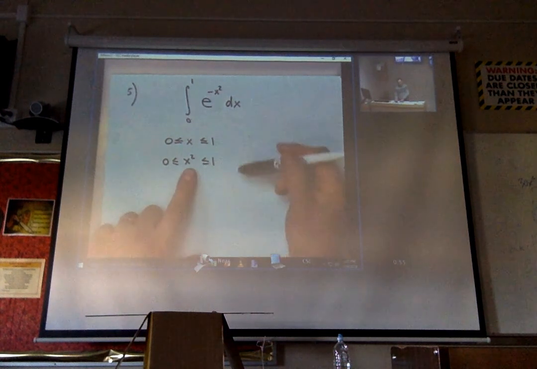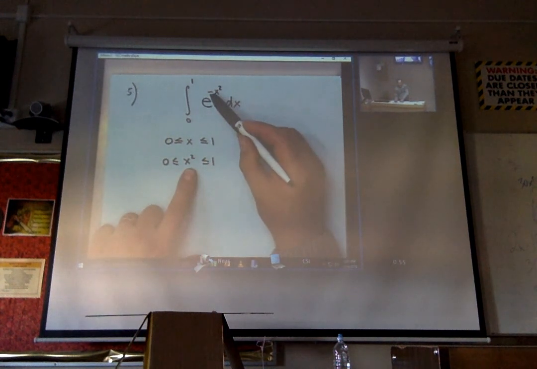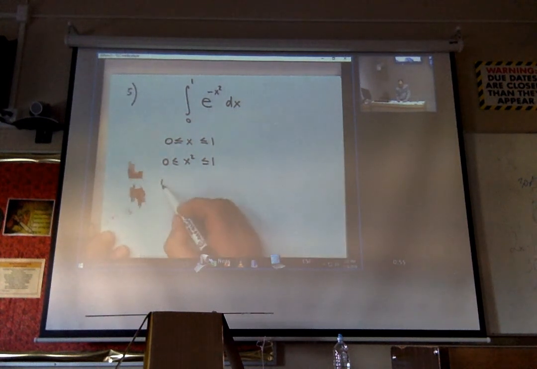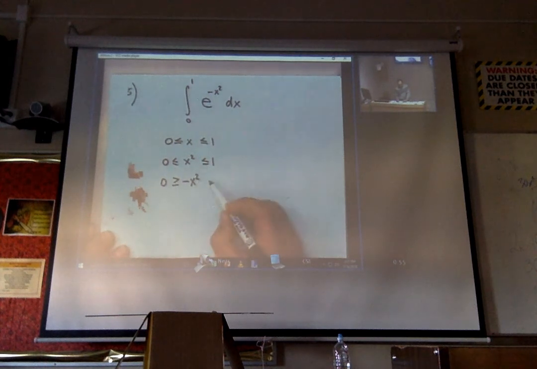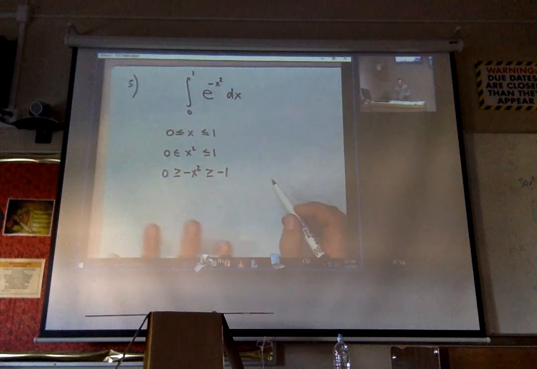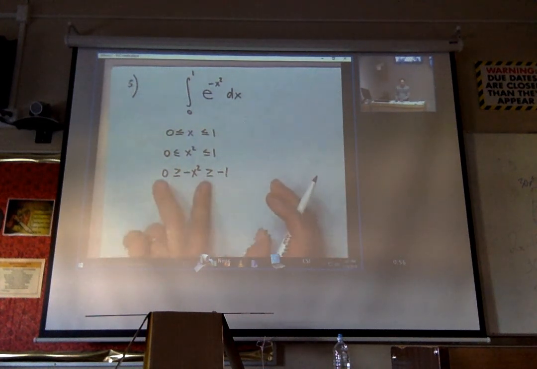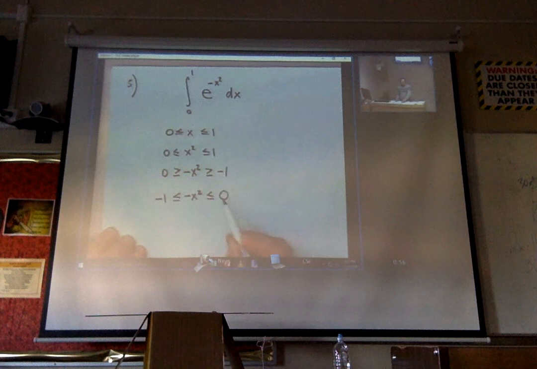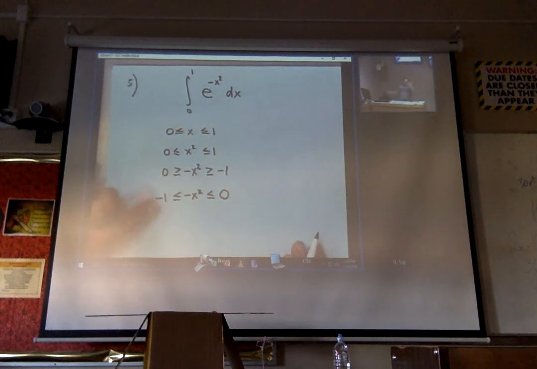Next. I don't have just x squared. What do I have? Negative. Multiply everything by negative. Don't forget to flip the signs. 0 is greater than or equal to negative x squared, which is greater than or equal to negative 1. Now, I really hate my crocodiles looking this way. I'm going to flip the whole thing. I don't like it pointing the wrong way. So I will move this around like this. This is normal, okay, from smallest to largest. So this will be negative 1. This will be 0. Do you understand the step from here to here? I just flip the whole thing, keeping the signs and everything.